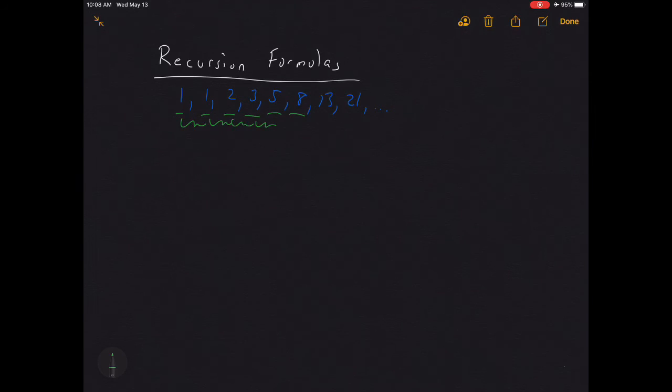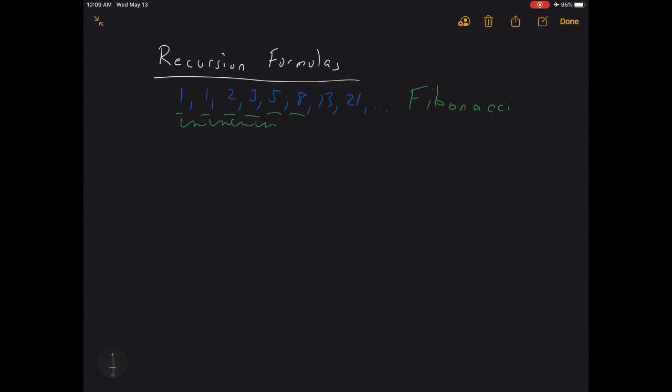After the first two terms, every term thereafter is the sum of the previous two terms. This one is actually known as what's called the Fibonacci sequence. Again, if you had never heard of that before, it's called the Fibonacci sequence, named after the person who discovered it. Anyway, that's what a recursion formula is.